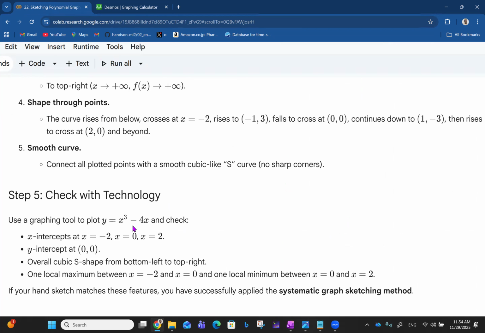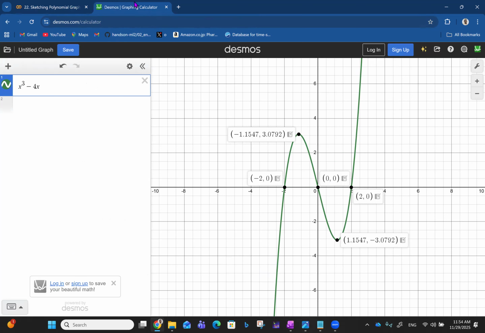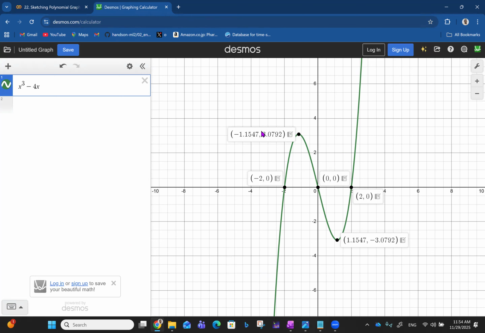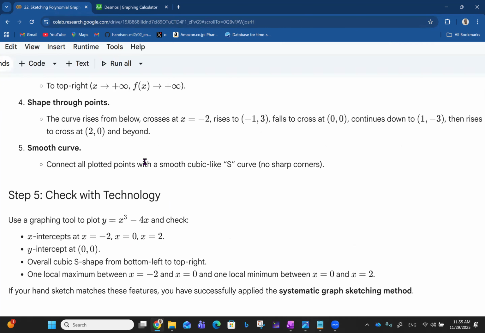So use the graphing tool to plot y equals x cubed minus 4x and check x-intercepts at x equals -2, x equals 0, x equals 2, y-intercept at 0, 0. Overall cubic shape from bottom left to top right. You can see bottom left to top right, like this. Then y-intercept at 0, 0, correct? Because the function doesn't have a constant.